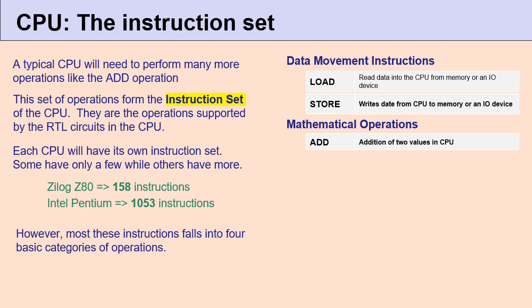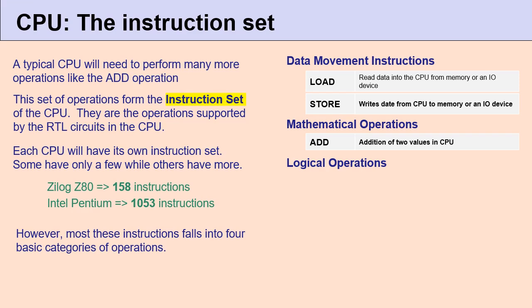In some CPUs, the mathematical operations will include even floating point numbers, fractional numbers. But most CPUs only deal with integer numbers. A third category of instructions would be the logical operations, which compare two numbers or two values logically and give an output as the status of the comparison.